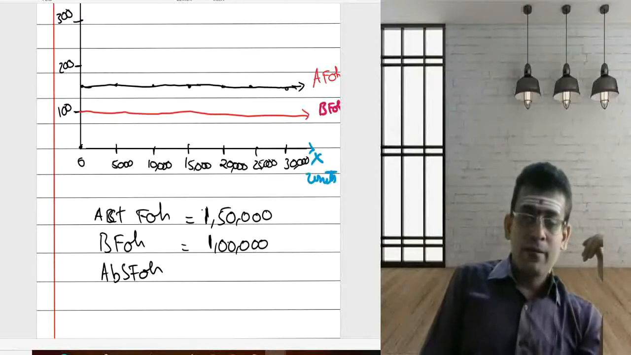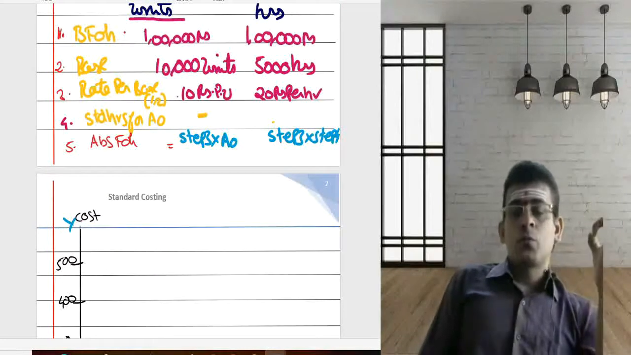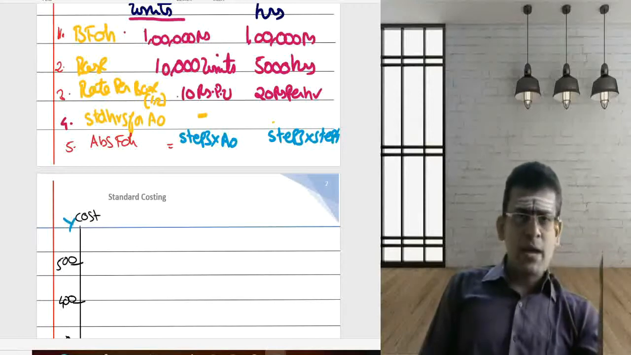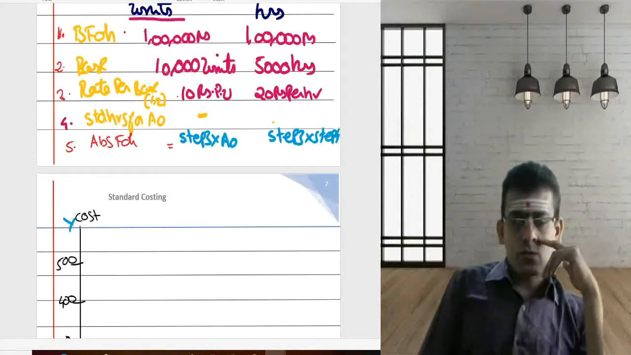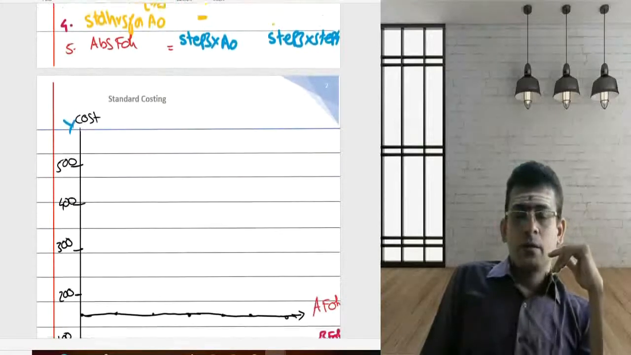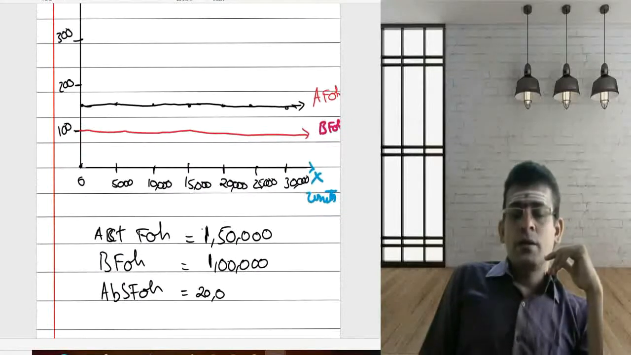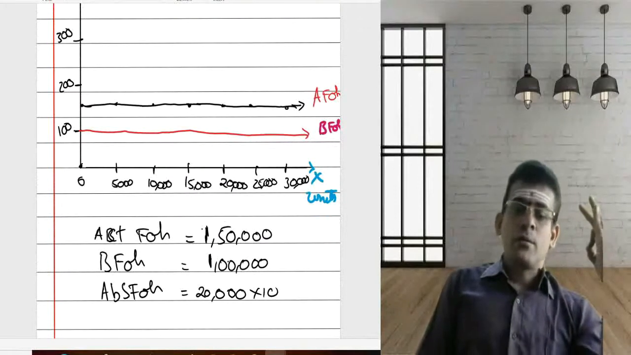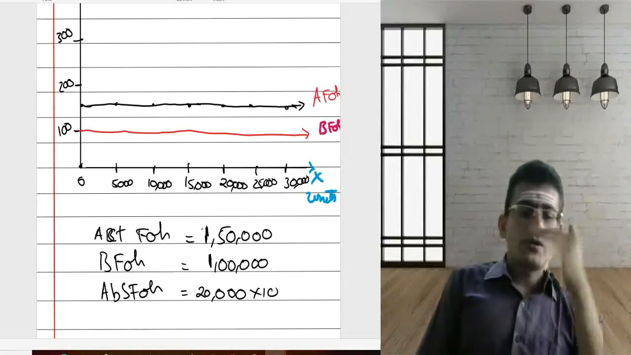So what we had done was calculate your absorbed cost. What is your absorbed cost? 10 rupees per unit. Let us consider my actual output is 20,000. Then what is my absorbed fixed overhead? 20,000 into 10 rupees. Now if you observe, at 10 rupees per unit, if I produce 5,000, my absorbed cost is 50,000. If I produce 10,000, my absorbed cost is going to be 1 lakh.